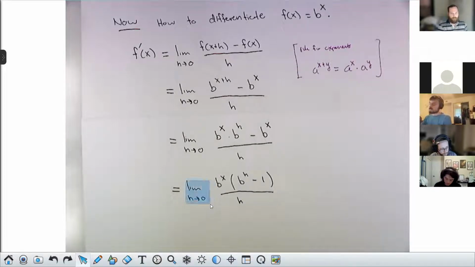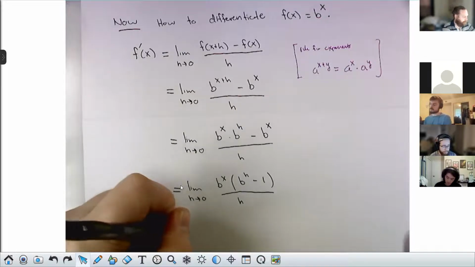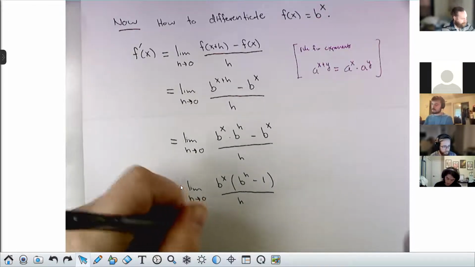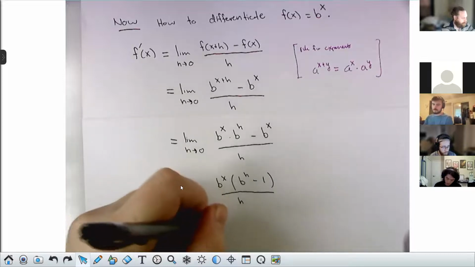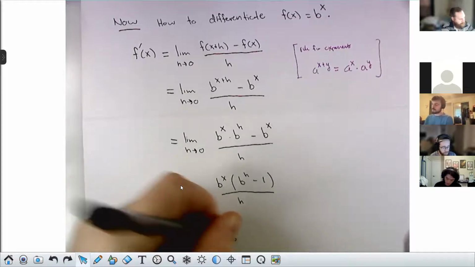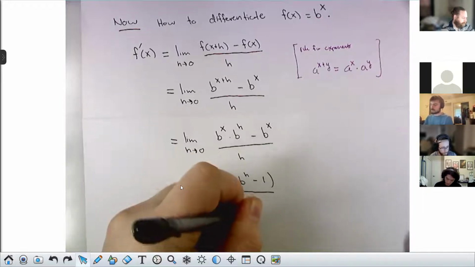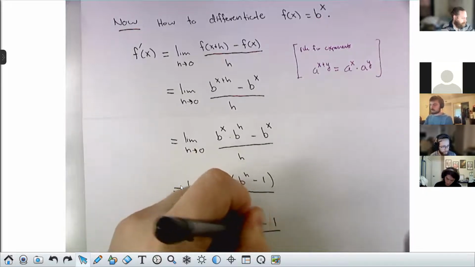Your limit is a limit as h goes to 0. So as far as this limit is concerned, b to the x is a constant. This part right here doesn't have any h's in it. So this piece can come out past my limit, and I get b to the x times the limit as h goes to 0 of b to the h minus 1 over h.